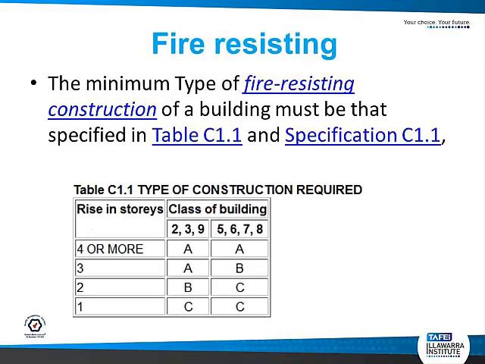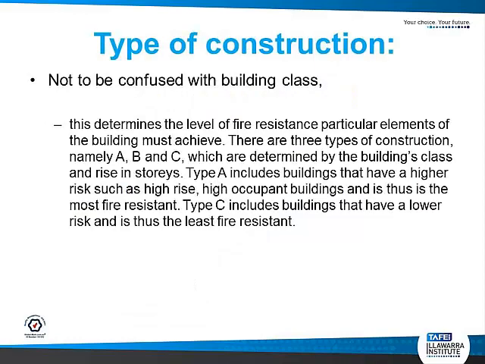The minimum type of fire resisting construction of a building must be that specified in Table C1, as you can see below. And that includes Class A, B and C buildings. Keep in mind Class A is the most fire resistant, where Class C is the least fire resistant. So don't be confused with the building class. Okay, that just determines the level of fire resistance.